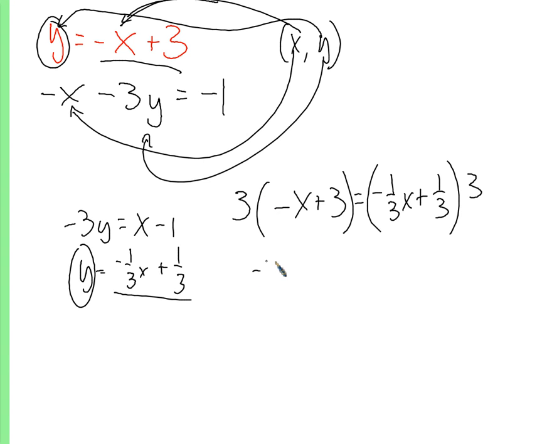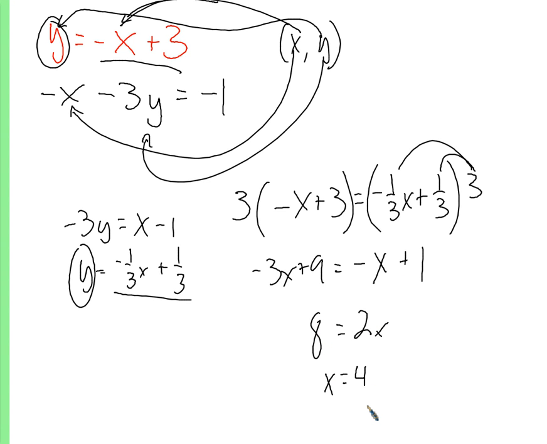But if you multiply by 3, on this side we get negative 3x plus 9. What happens on this side when I multiply this by 3 and this by 3? Distribute that. Yeah, the 3 cancels the 3. I'm left with negative 1x. 3 cancels this 3. That's better, right? Don't have to deal with fractions. Just cancel out all the denominators. So then I'll add 3x and get 2x, subtract 1 equals 8, and x equals 4.